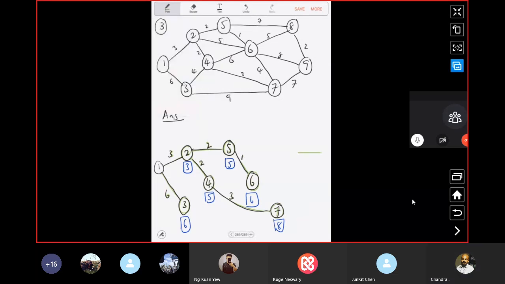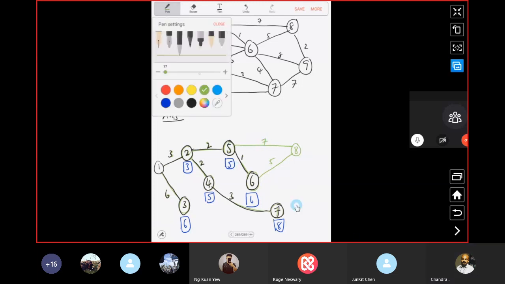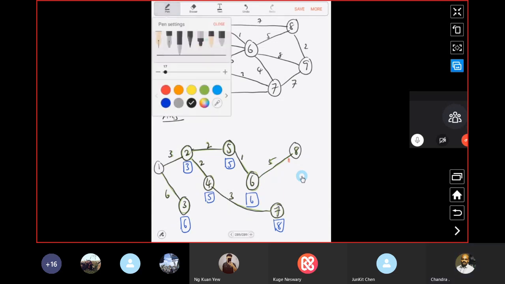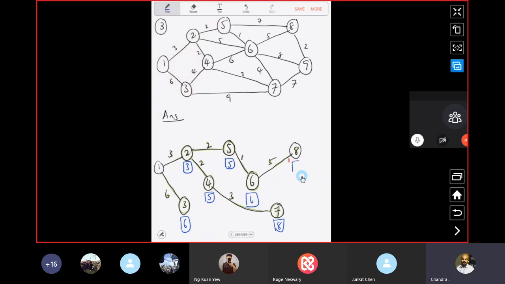Next would be 8. 7, 5. 5 plus 7, you get 12. 6 plus 5, you get 11. 11 is the shortest. Erase this one. Connect with this, and your total distance from 1 is 11.